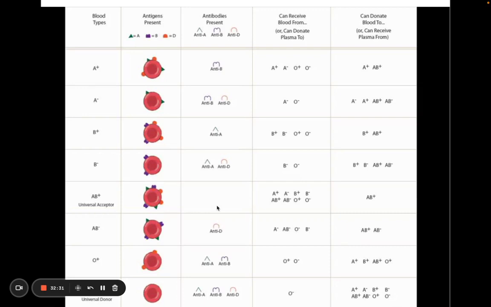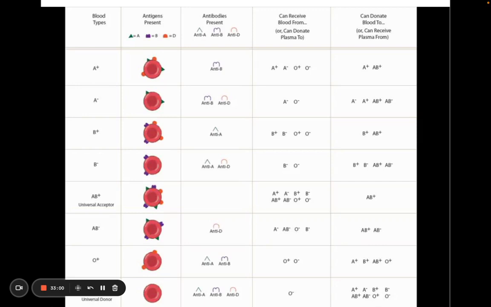Now, let's talk about AB positive. AB positive is super, super special because it is what we call the universal acceptor. All of these blood types here can donate to AB positive and everything's good to go. So if you're AB positive, that's the best blood type to be, because if you're in a car accident and you're bleeding profusely and you need blood, if we know that you're AB positive, we don't even have to check any of the other blood.